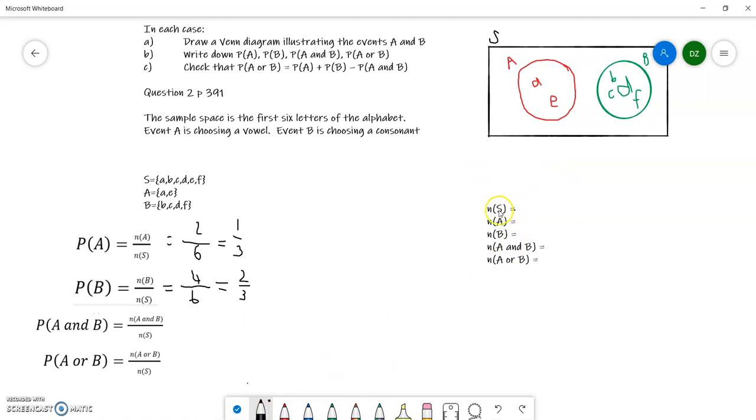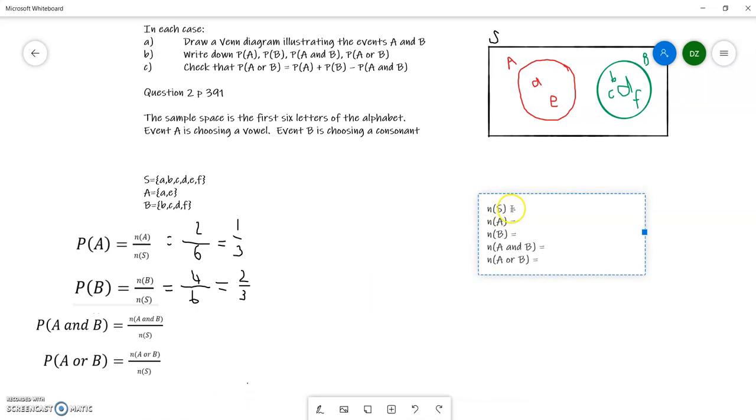So how many are in my sample space? Well, there's 6 elements in my sample space. How many elements are in A? There's 2. How many elements are there in B? There's 4. How many do they share? Now, can a letter be both a consonant and a vowel at the same time? The answer is no, it can't be. So there is nothing that they share, and therefore there are 0 of them.